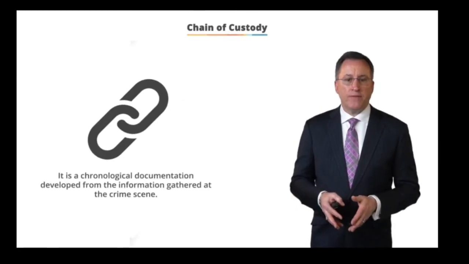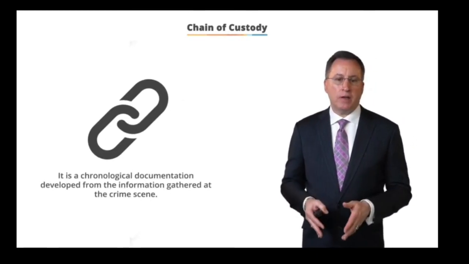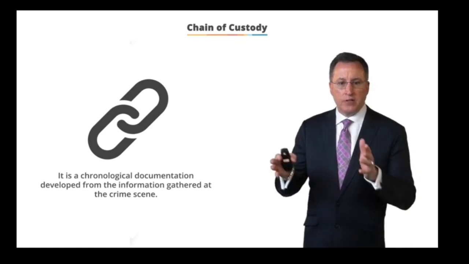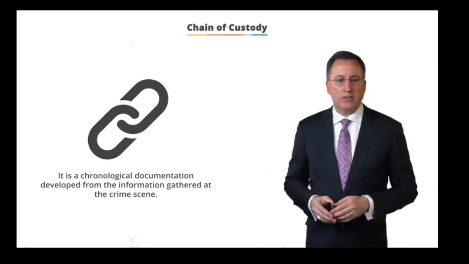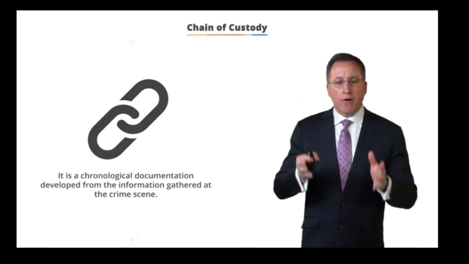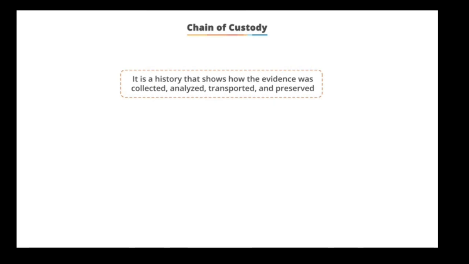A chain of custody is when information is gathered from the crime scene and is used to create a chain of custody to show what was at the scene, its location, and its condition. It is important because it can be used during a criminal court trial. A history that shows how evidence was collected, analyzed, transported, and preserved in order to be presented in court.